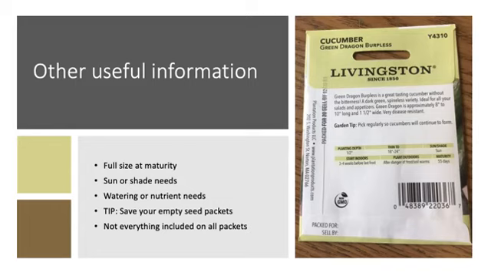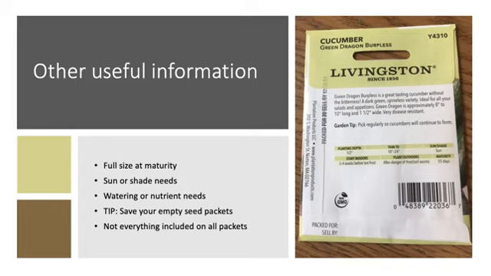There's a lot of other useful information you might find on seed packets. For example, it might tell you how big the plant is at maturity. So do you have space for a 6-foot tall sunflower, or would you prefer one that's like 2 feet tall? It may tell you whether or not this plant wants full sun or shade. Sometimes it'll give you tips on watering and nutrients.